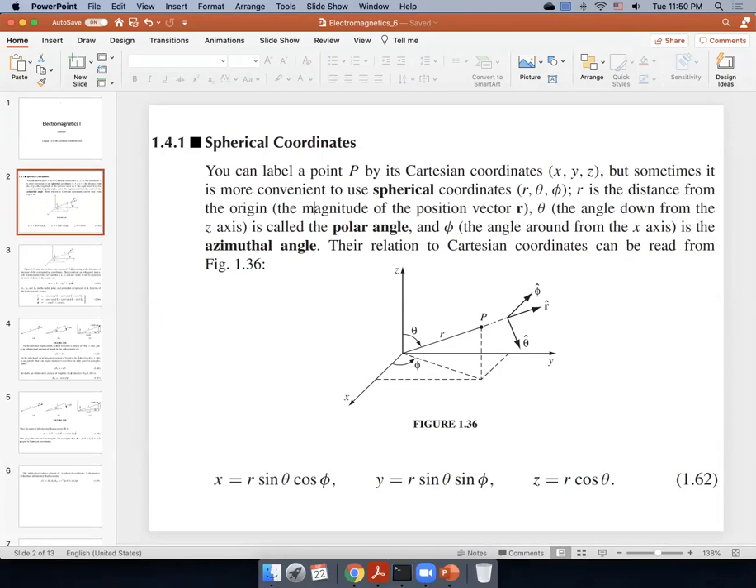So by defining r, theta, and phi, you can define the position or a vector in the 3D space. Any point like P could be labeled by x, y, z coordinates, and it can also be expressed by the r, theta, phi coordinates. So this is the spherical coordinates.